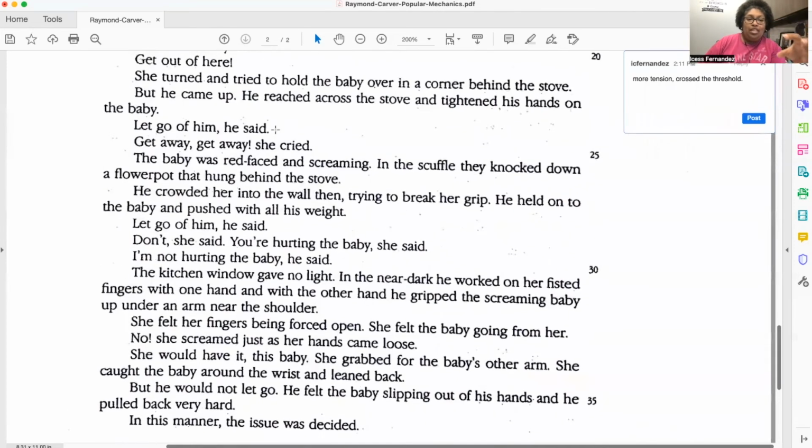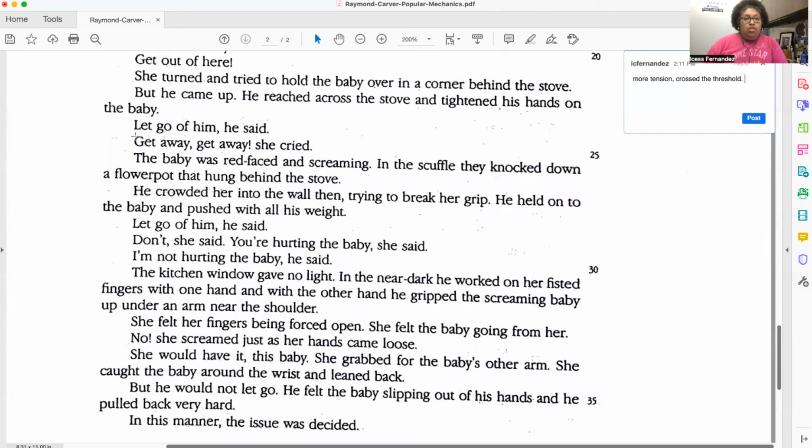Right? So we look at this action here, and it's very specific action. She turned and tried to hold the baby over in a corner, right? Behind the stove. He came up, reached across the stove, and tightened his hands on the baby. We don't know if the stove is on. We don't know if anything's cooking. We don't know if there's a pot there of boiling water. We know nothing. But we know that he's reaching across perhaps a dangerous situation to create another dangerous situation. Pain on pain on pain.